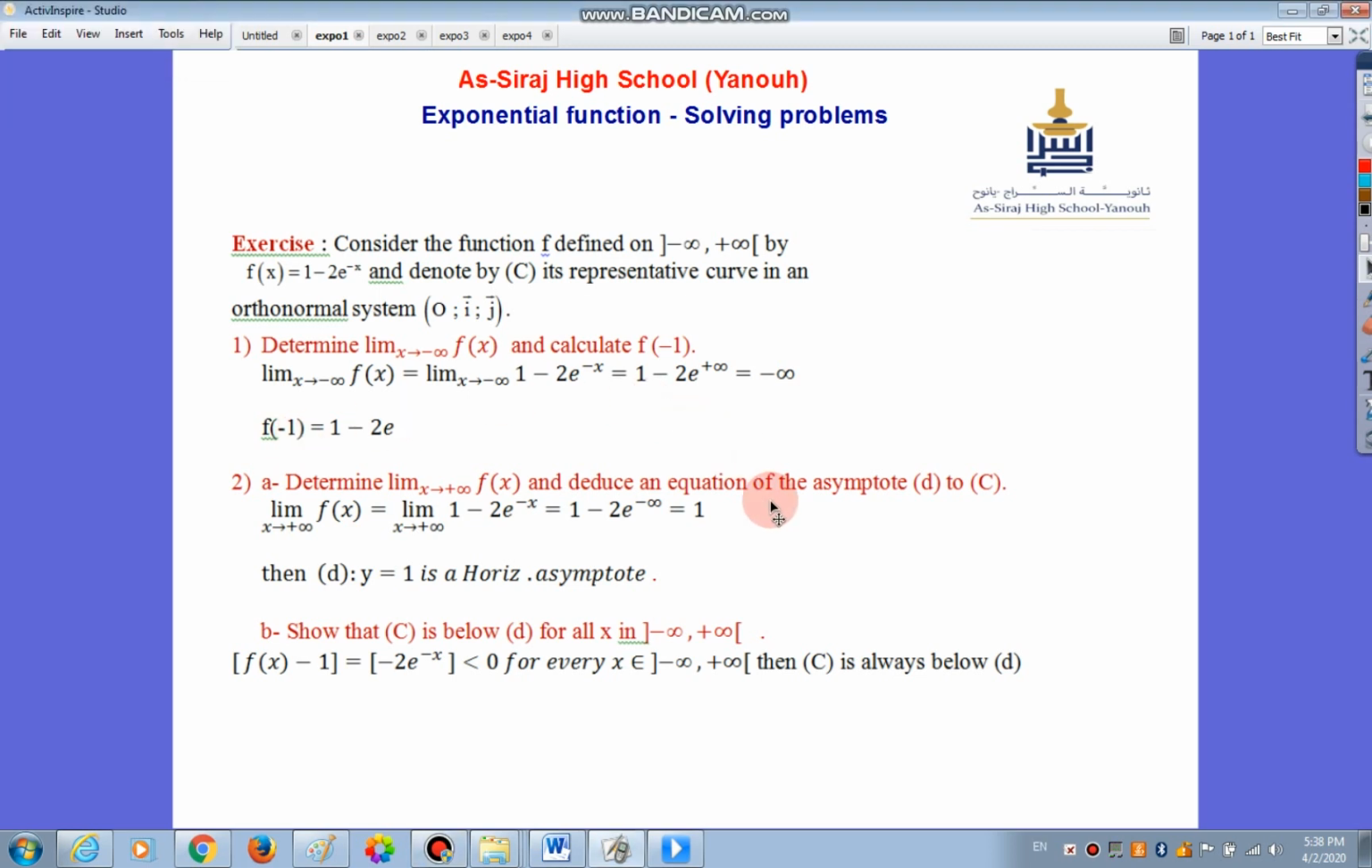Hello everybody. Today we are going to continue our lesson about the exponential function, and we are going to practice some extra exercises about this topic. Let's start with the first exercise.